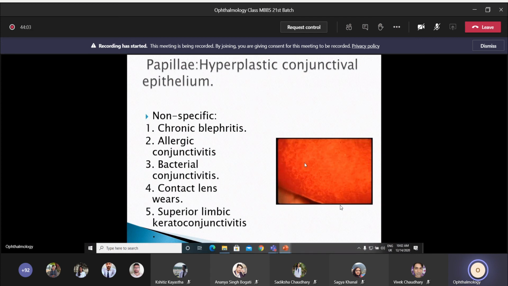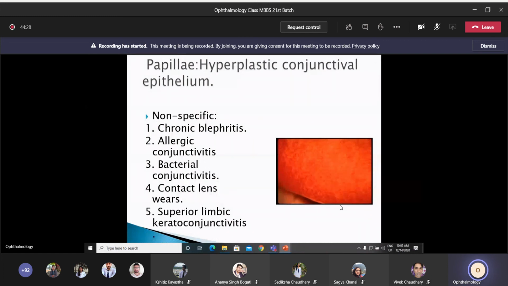So that's how we are going to differentiate between papillae and follicles. Follicles are elevated lesions surrounded by blood vessels, whereas in papillae you have the presence of a central blood vessel, and that's why they look like a red dot. Sometimes you can see giant papillae as well, which will be discussed in your next class.